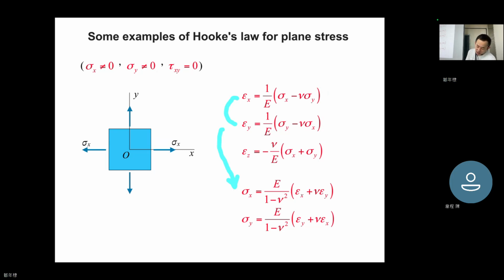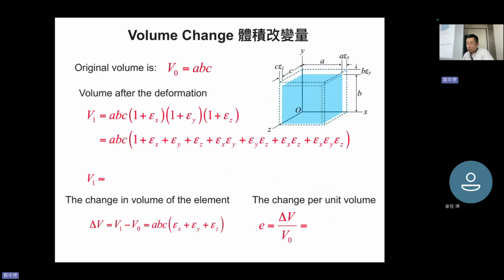obtain sigma x and sigma y independently. Okay, and you can see that sigma x is related to epsilon x, epsilon y, and material properties. Right, and next page will be your special example. Oh, sorry. That's it. So now let's see volume change.